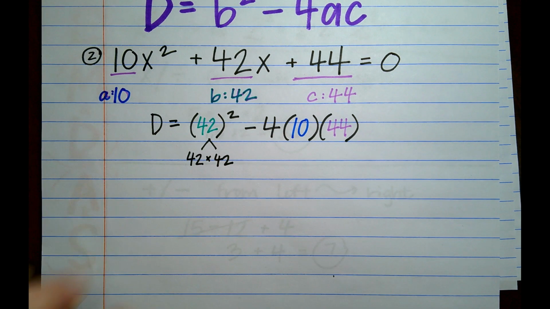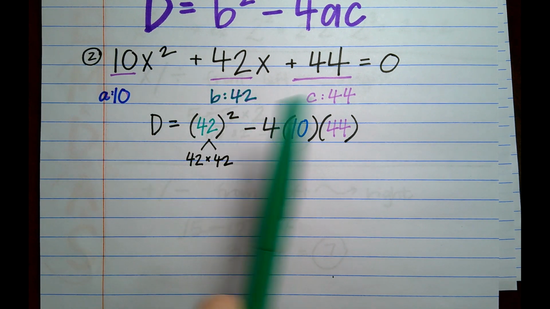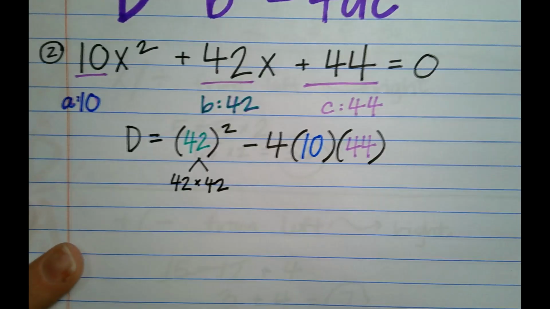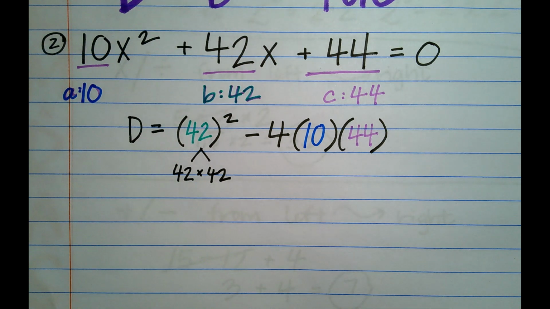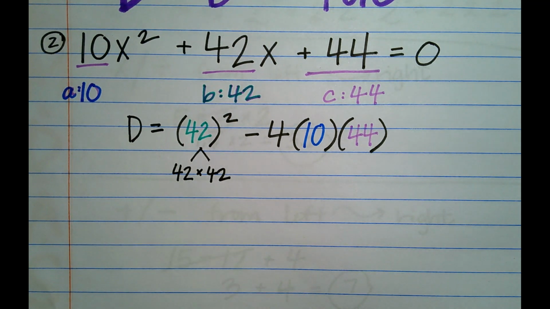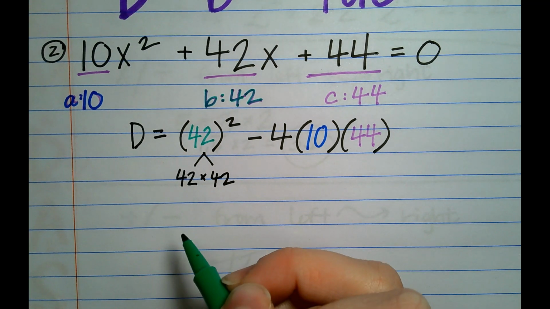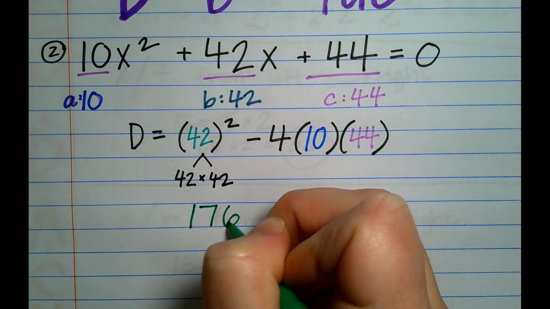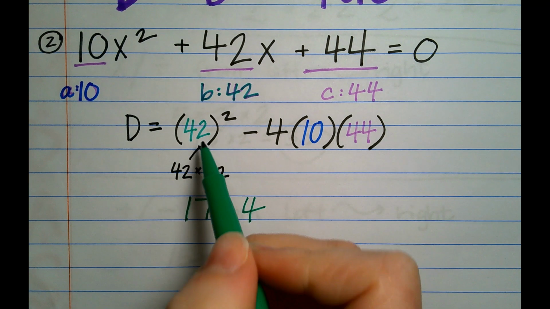Okay. So, back to our notes. Here's the problem we were working on. A is 10, B is 42, C is 44. We have our numbers plugged in. So, according to the order of operations, we do exponents first, because there's no operations in parentheses here. So, 42 times 42, what is that? 1,764, okay? What do I do next?